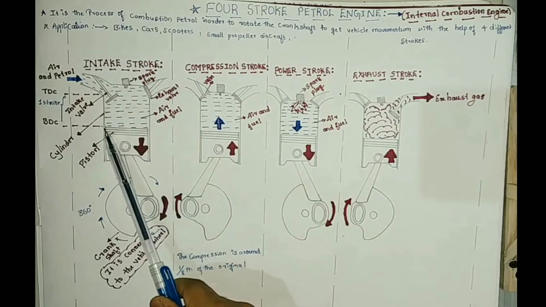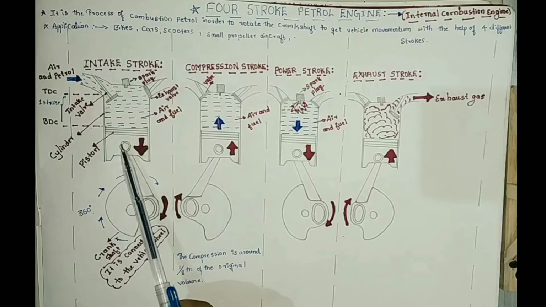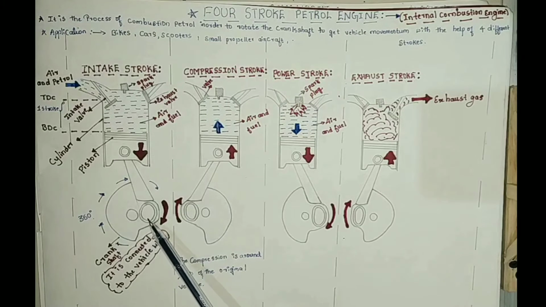A 4-stroke petrol engine consists of a cylinder which contains a piston, and it is connected to the crankshaft. The crankshaft is connected to the wheel of the vehicle. When the crankshaft rotates 360 degrees, because of this rotation, the wheel of the vehicle also rotates 360 degrees. Because of that, our vehicle moves in a forward direction.